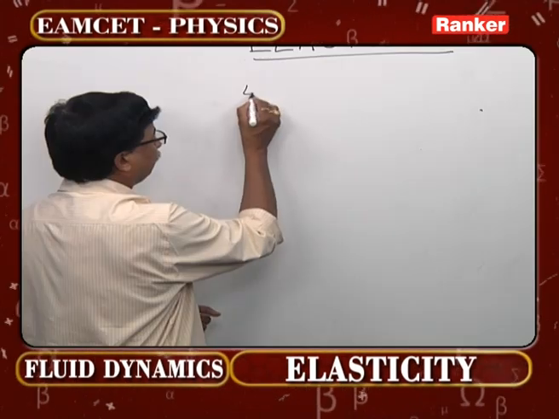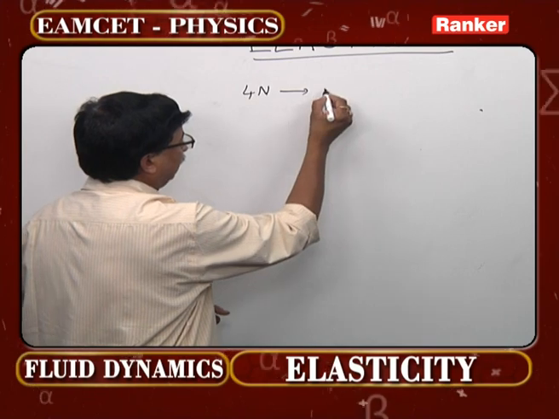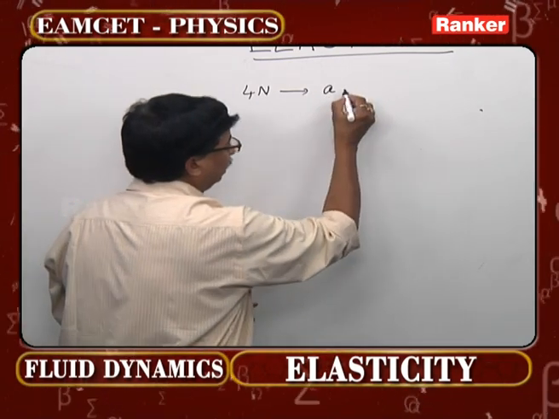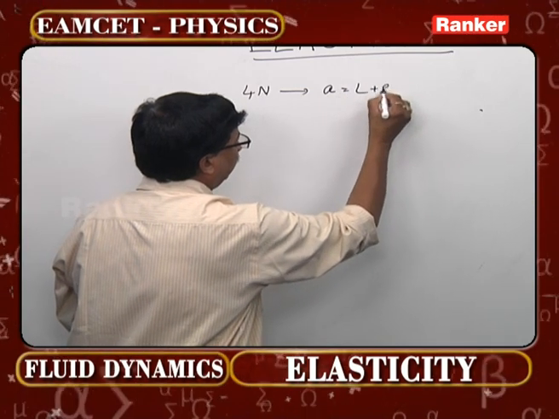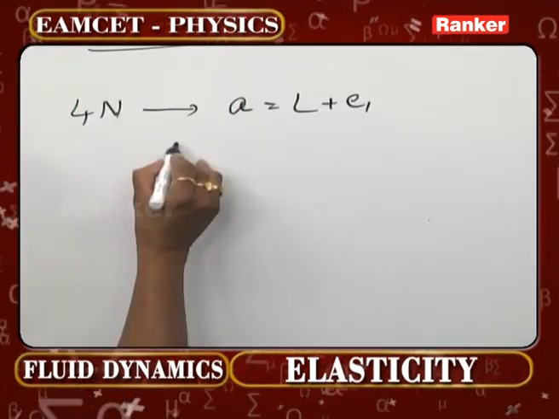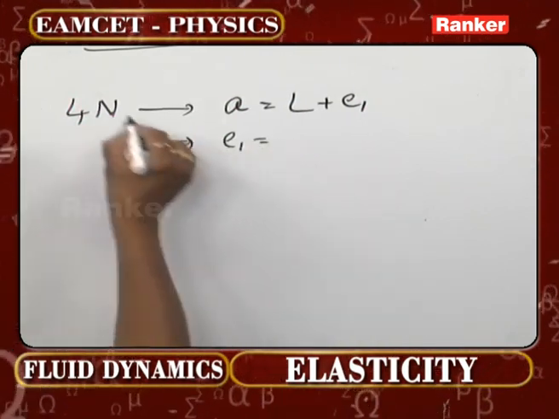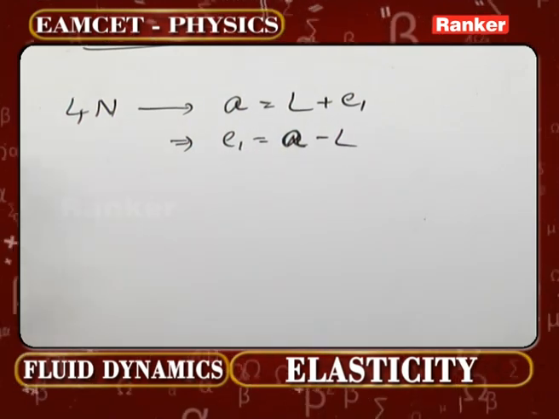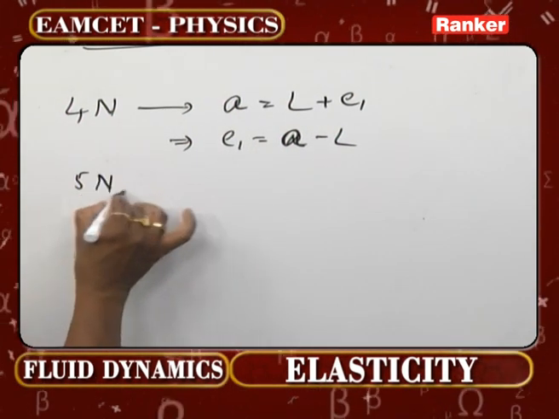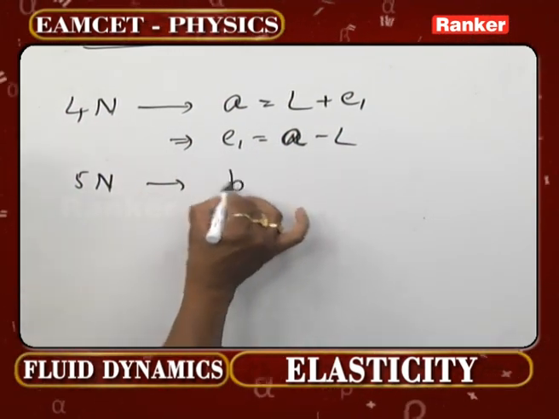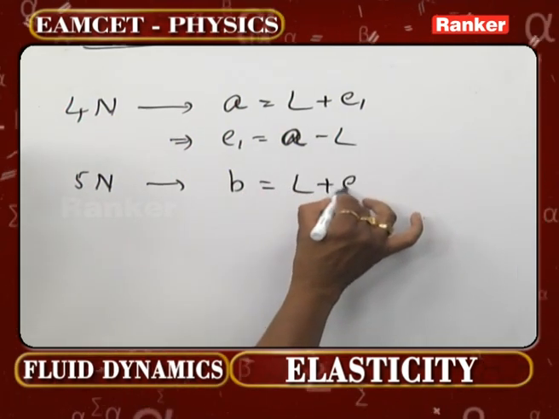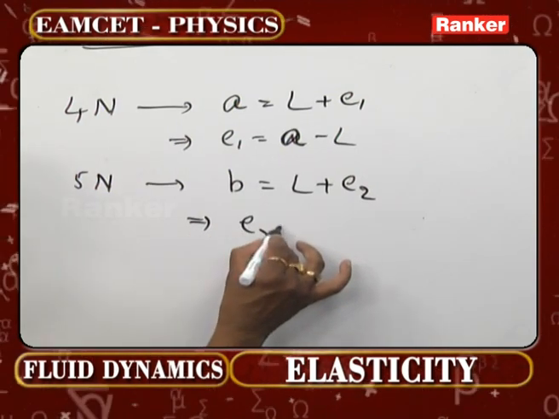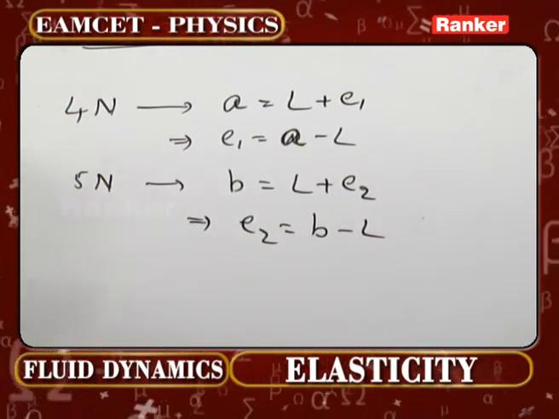When the force is 4 Newton, its length is A, that is given. What does this value of A mean? It is nothing other than original length plus its elongation. Then how much should we write as the elongation at this force? It is A minus L. That is the equation. Likewise at 5 Newton, the corresponding value given is B. That is to be taken as original length plus elongation E2. Then how to write E2? It is B minus L.